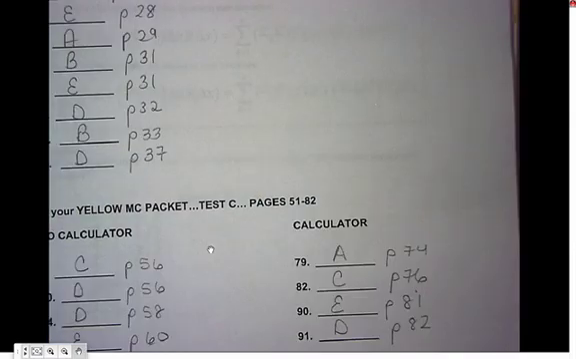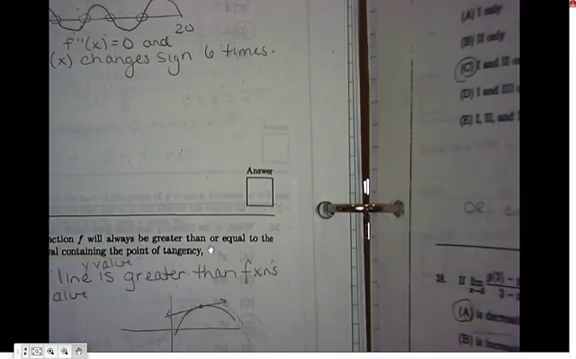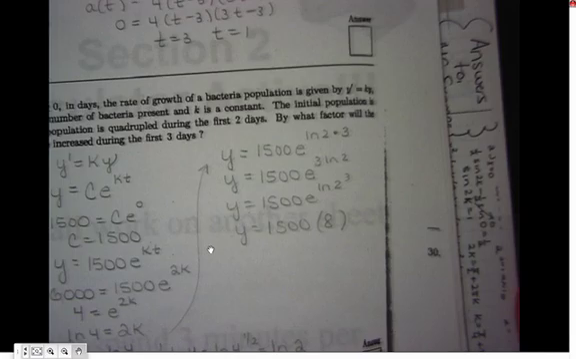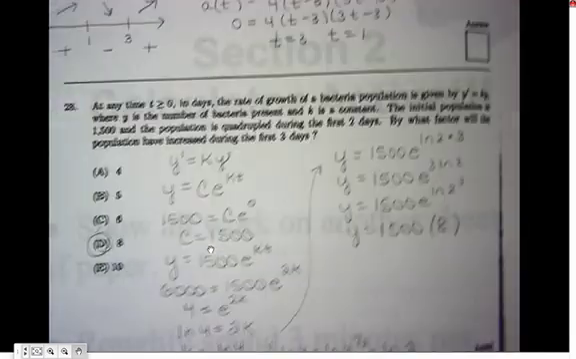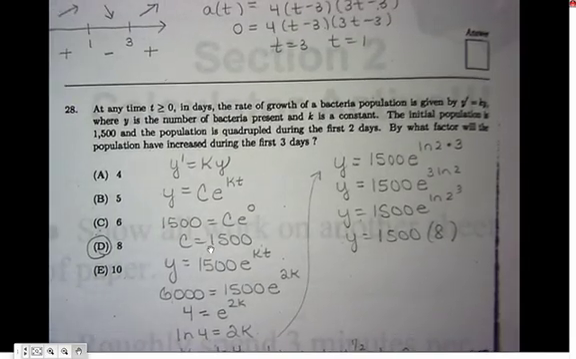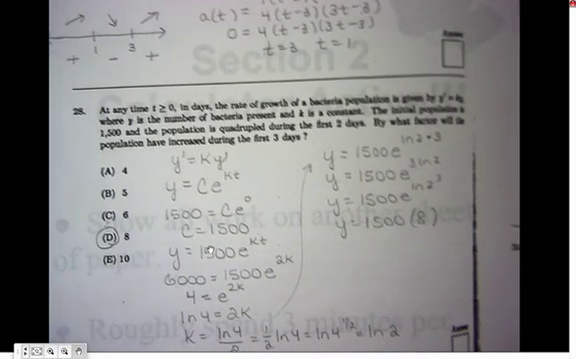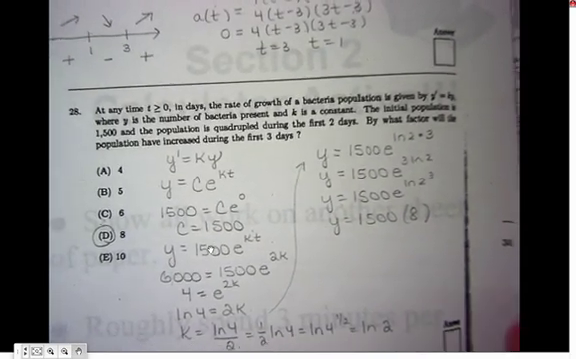Okay, what else? Yeah. 28. Number 28. So let's go back to page 37. No, which one? Test B or test C? Test B. Okay, page 37, number 28. All right, this is a good one. I wanted you to do this one because a couple of people asked for exponential growth problems. Okay, so that's exactly what this one is. I think someone asked in 9th period.